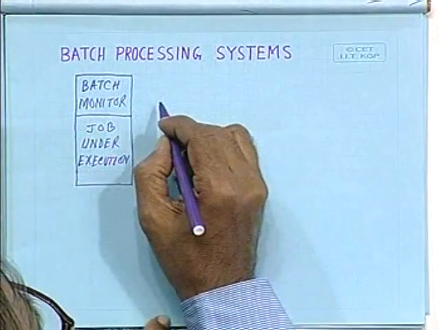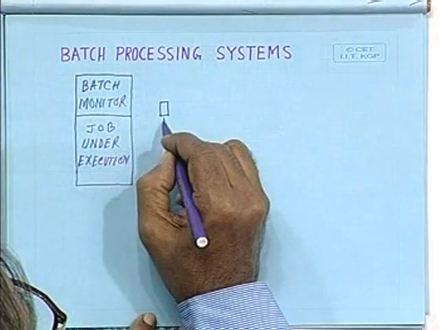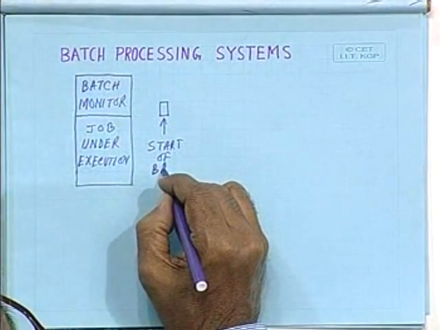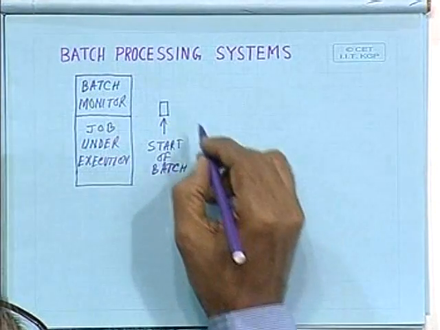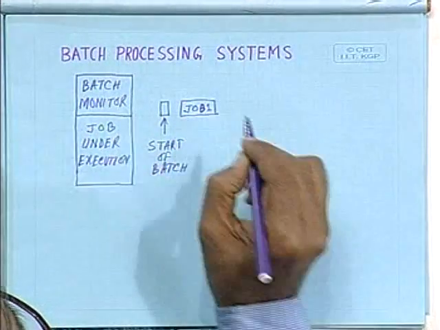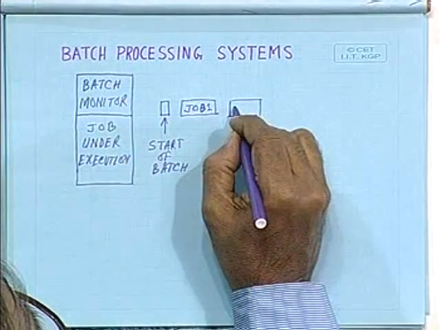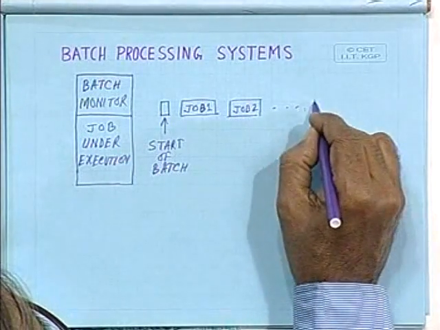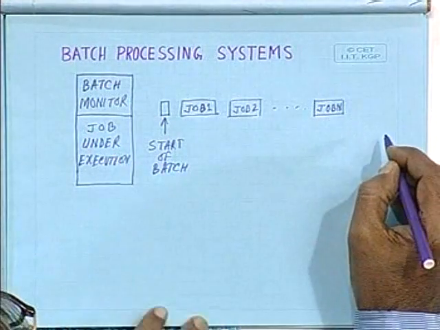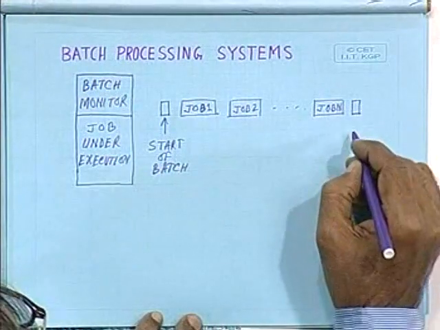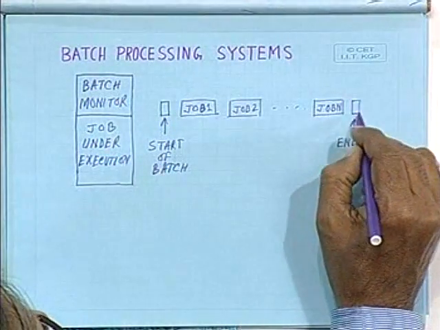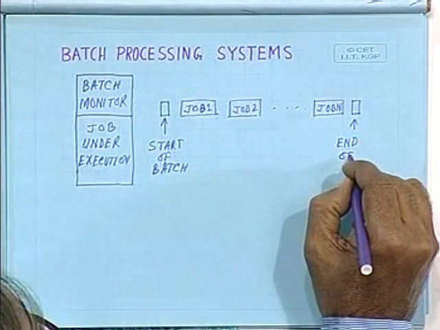And how is it done? There is some kind of start of batch, initiated by an operator, and then job 1 is executed first, then job 2. In this way, job n is executed. That means all the jobs are executed one after another till you reach the end of batch. That is another kind of punch card which signifies the end of batch.